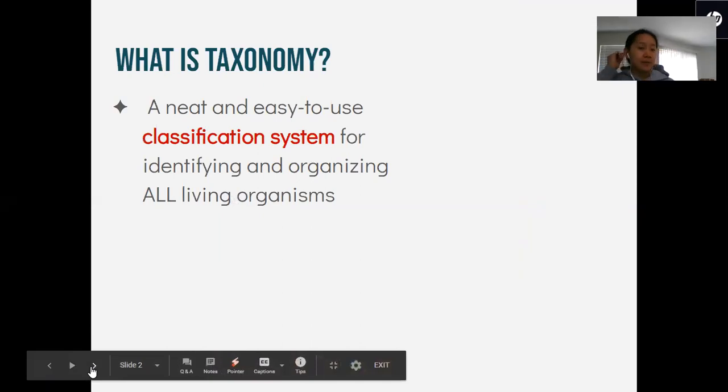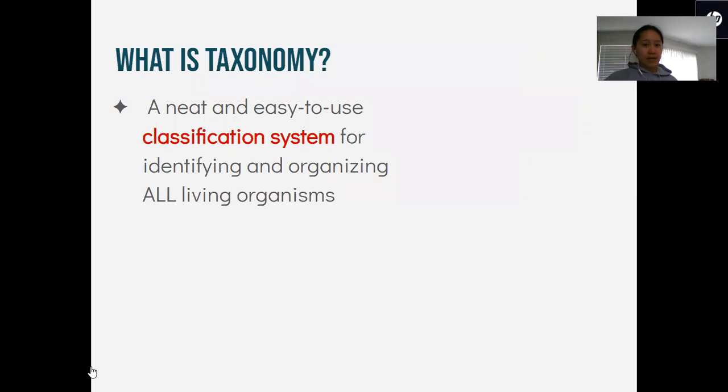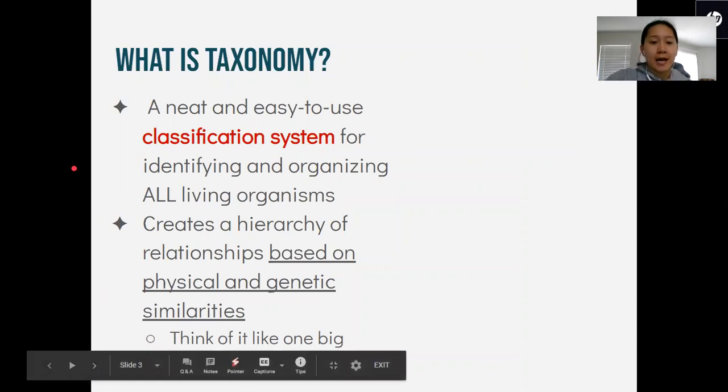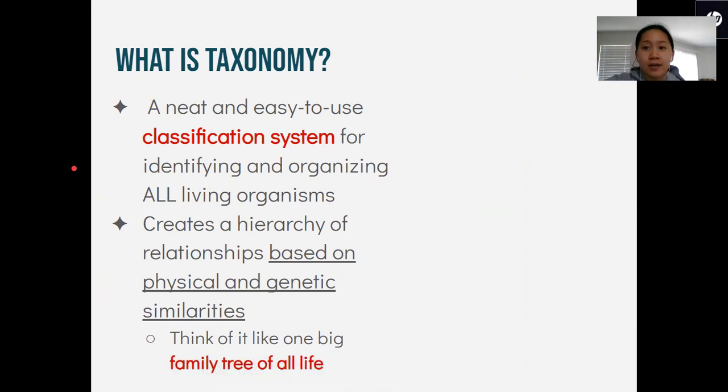So what is taxonomy? Taxonomy is a neat and easy to use classification system for identifying and organizing all living organisms. It helps create a hierarchy of relationships based on physical and genetic similarities. Think of it like one big family tree of life and organized levels, kind of like umbrellas or containers or buckets of larger buckets and smaller buckets that go inside of each other.